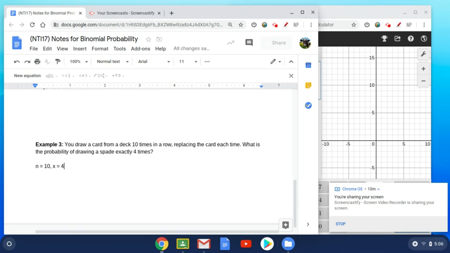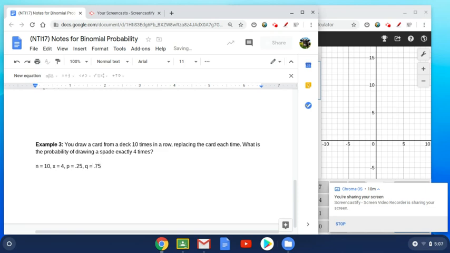Now let's go back and talk about P and Q. What is our success and what is failure? Success is drawing a spade. So what's the probability of drawing a spade? Well, spades make up a quarter of the deck. So the probability of success here is 0.25. That means our probability of failure, of drawing anything that's not a spade, is 0.75.